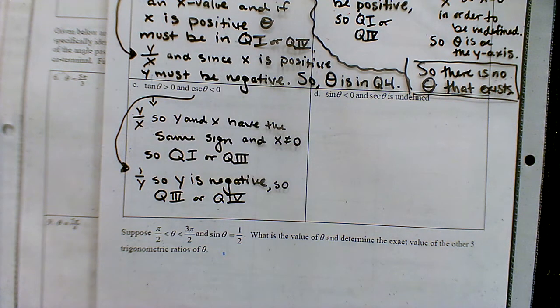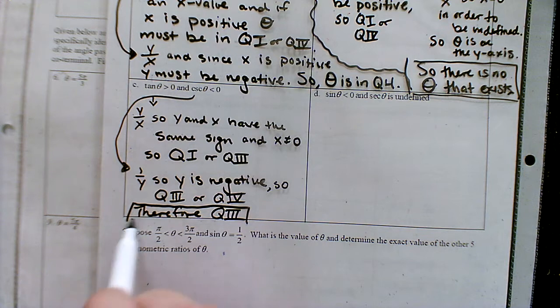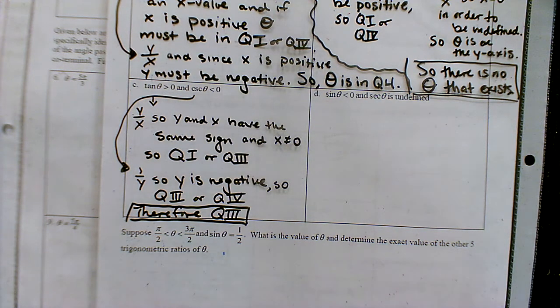So can we narrow it down to which quadrant this angle would lie in if it had these two properties? Do we notice an overlap? Do we see how both of them had Q3 in them? Okay, so this angle must be in quadrant 3. We don't know where it is in quadrant 3, we just know it is in quadrant 3 based off that information.